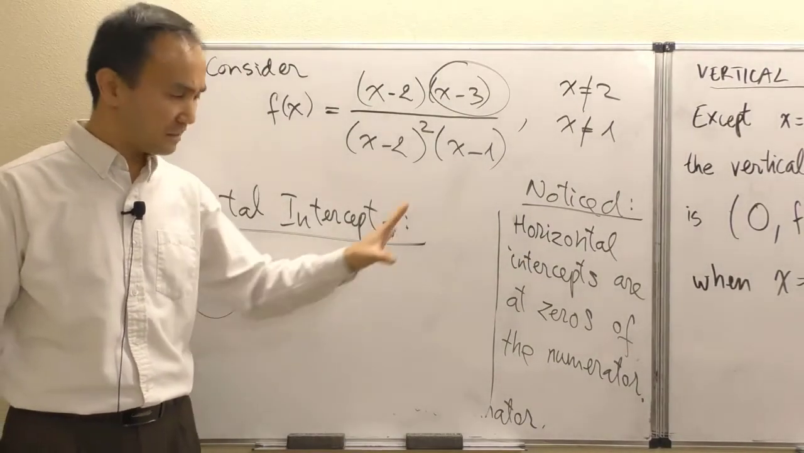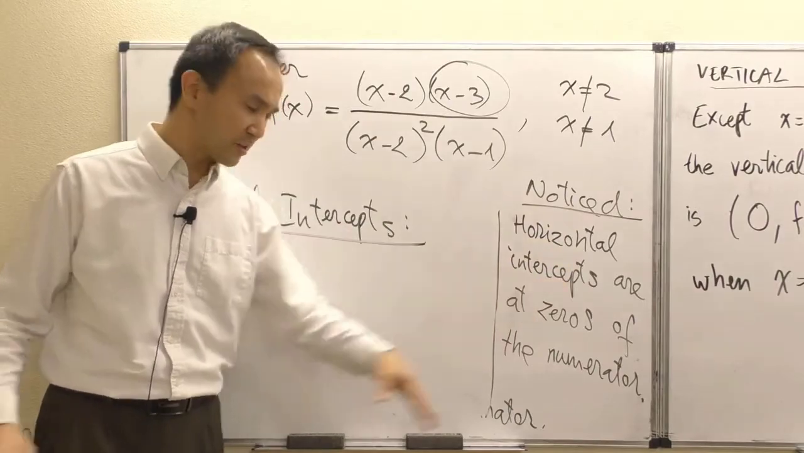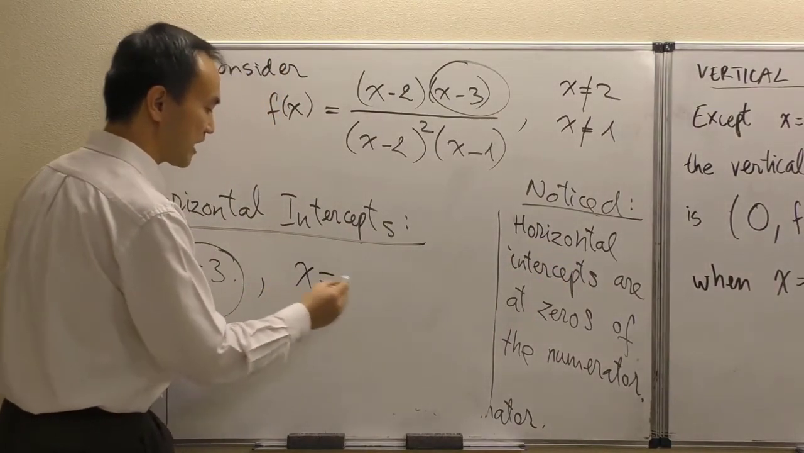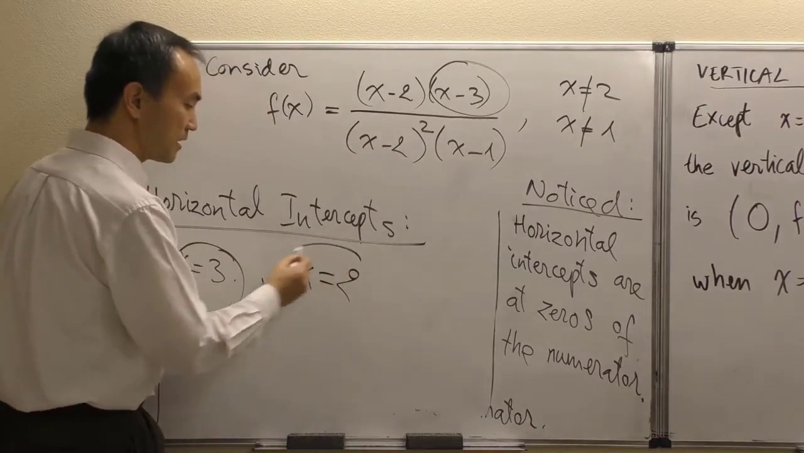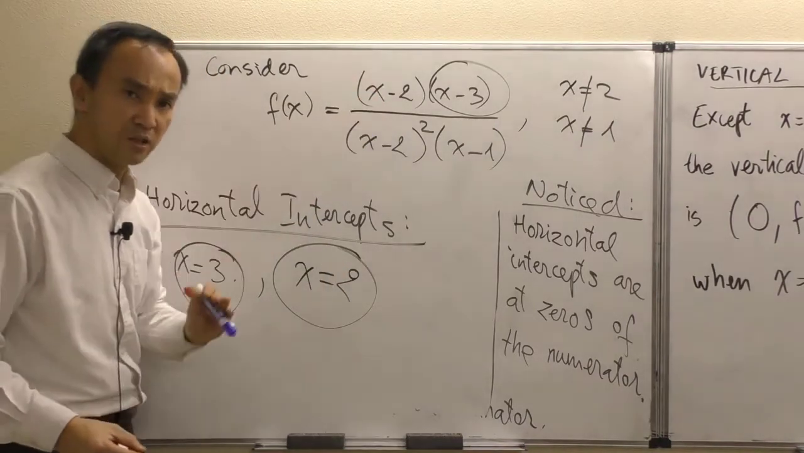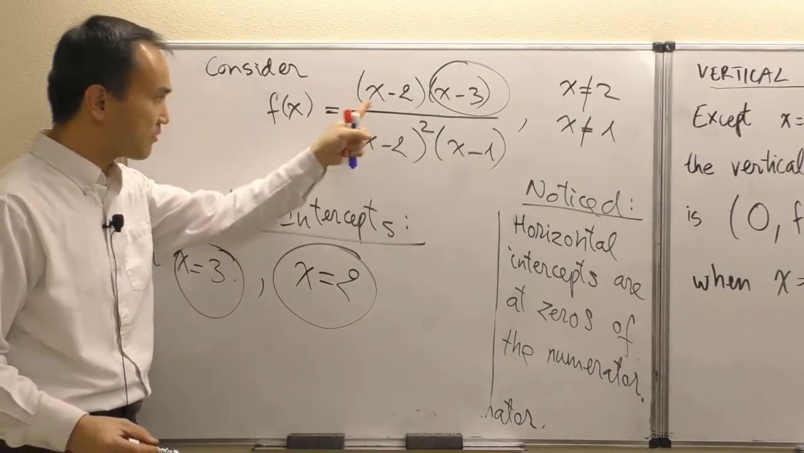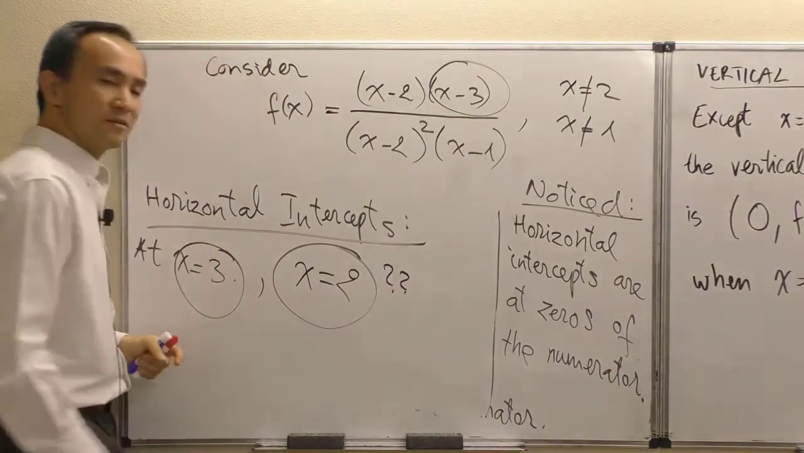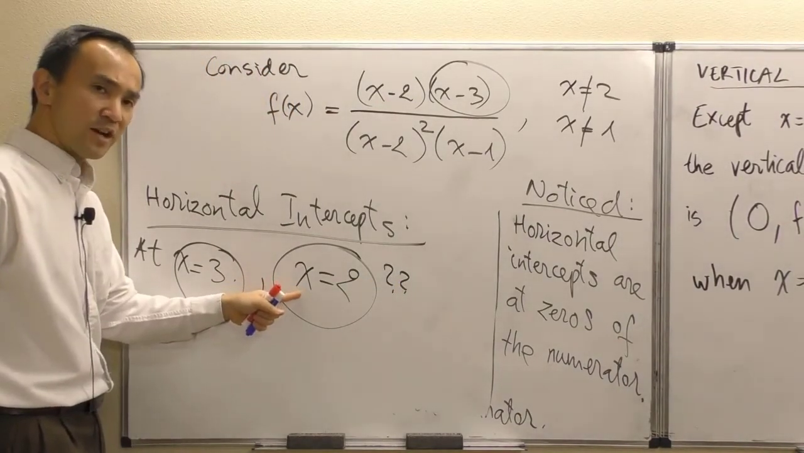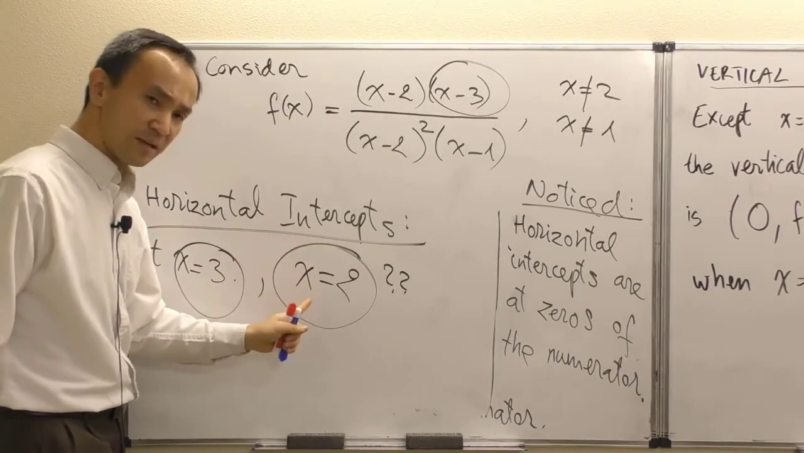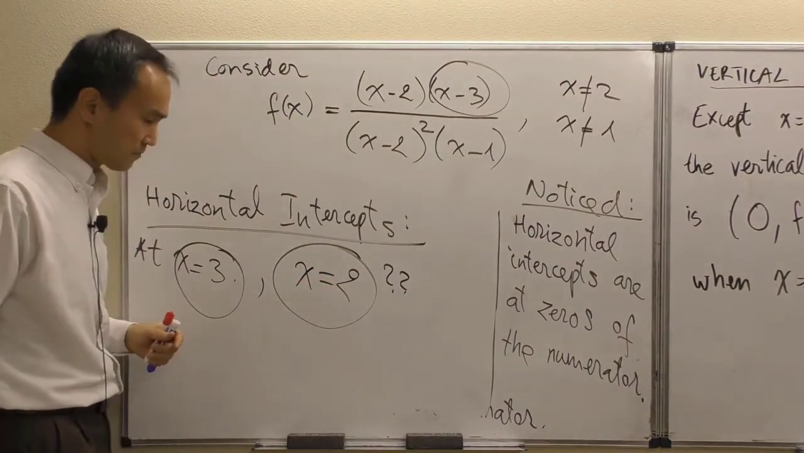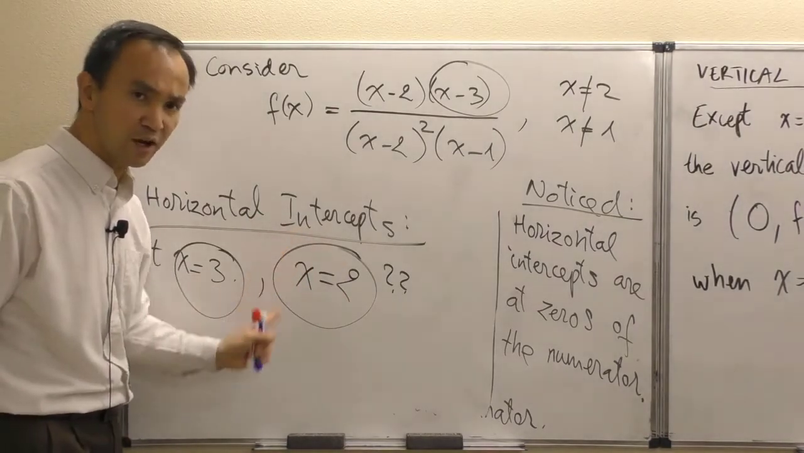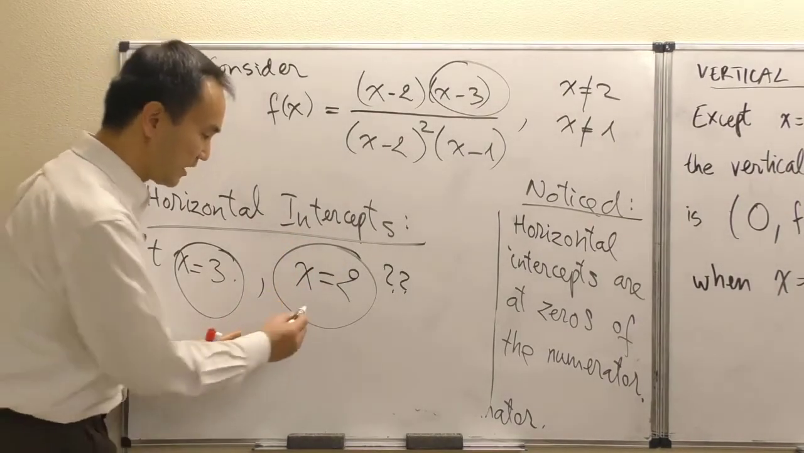But wait a minute, once we have made this observation, isn't that supposedly the same for x equals 2? This is also a 0 in the numerator. X equals 2 is a 0 in the numerator as well. But can this be a horizontal intercept? The truth is that the graph we already saw did not show this as a horizontal intercept. It was not.